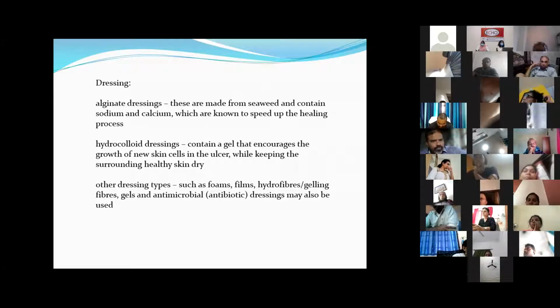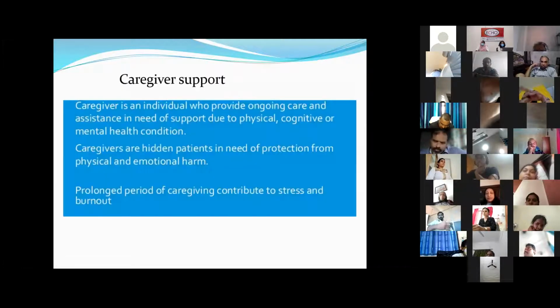And always demonstrate the dressing to the patient and teach them how they should take care of such a wound at home level. And when the patient is walking and suddenly becomes wheelchair bound or stretcher bound, there is a lot of distress associated with the patient.